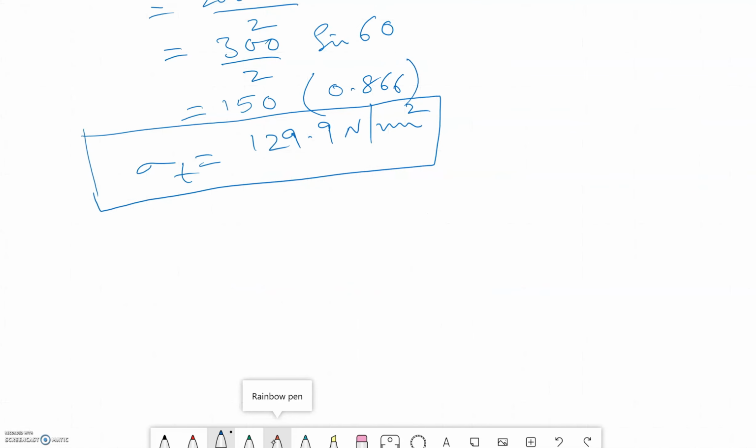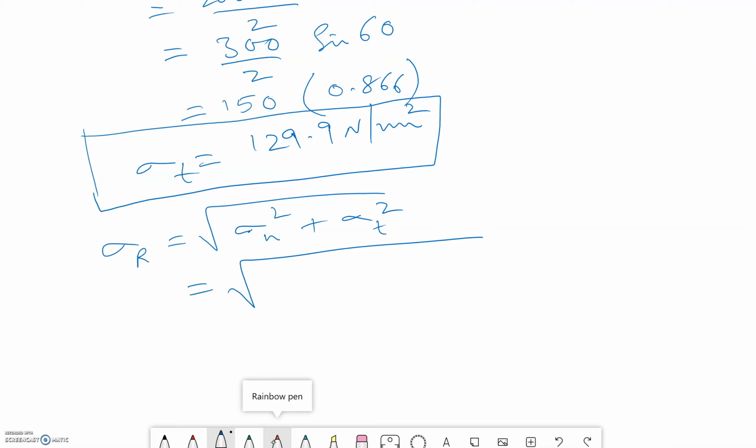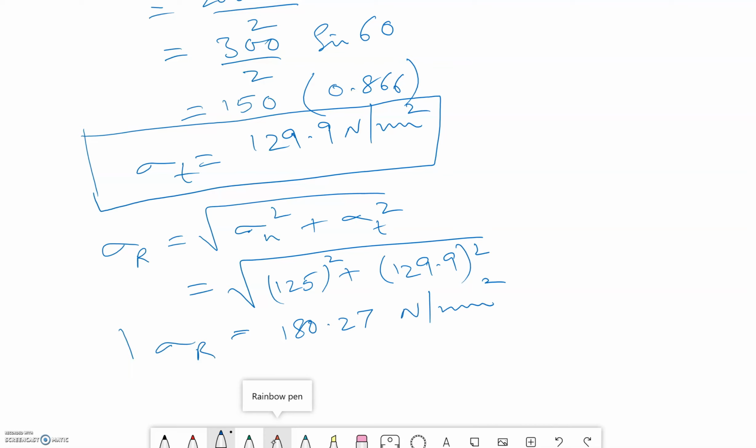Now he's asking you to find out the resultant, sigma r. We know sigma r is equal to the root of sigma n squared plus sigma t squared, which is the root of 125 squared plus 129.9 squared. Now resolving this, you get 180.27 Newton per mm squared. This is sigma r. This is your first answer.